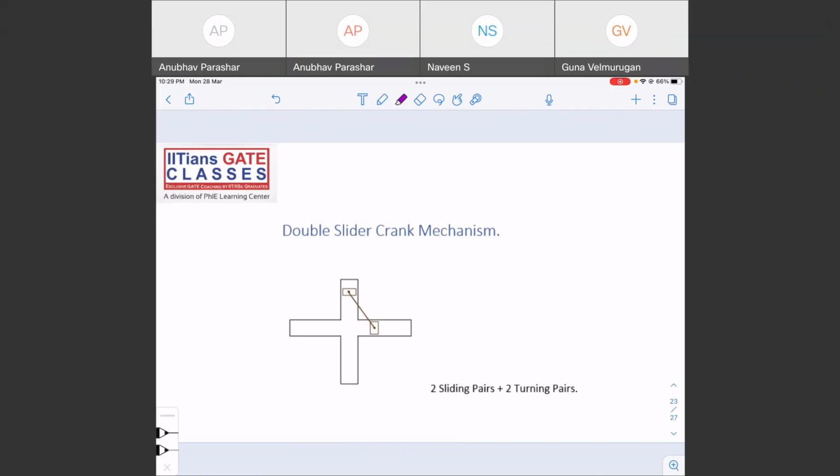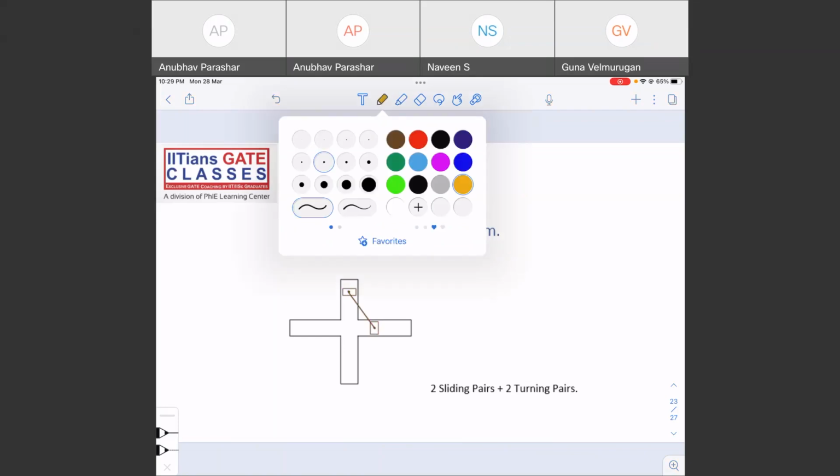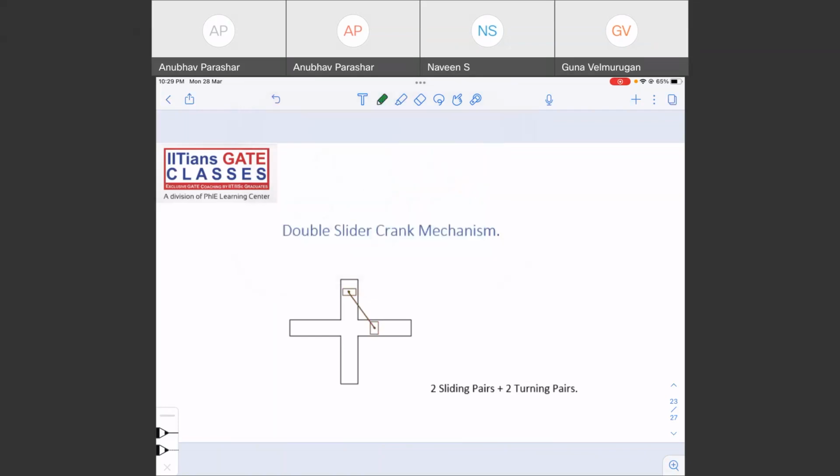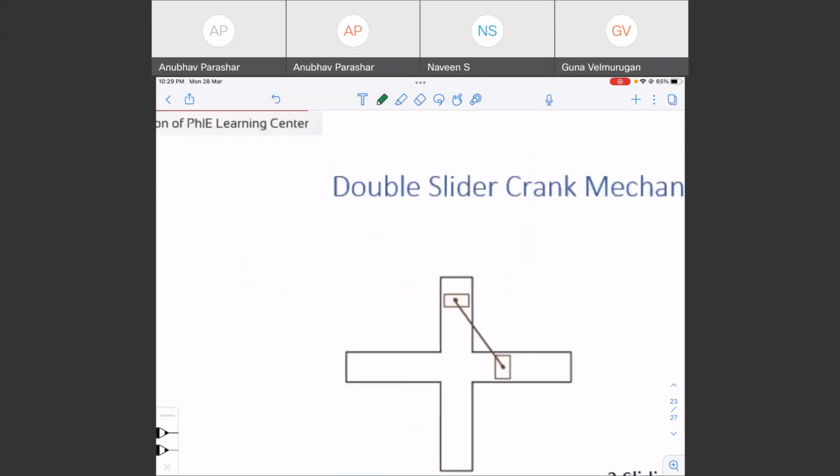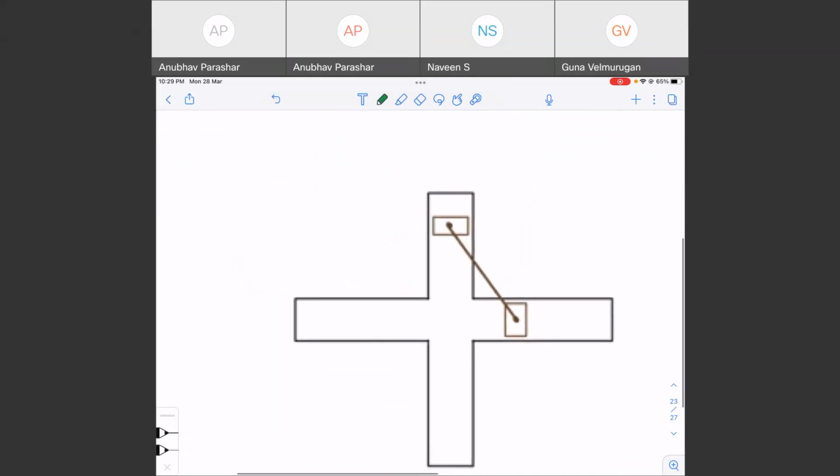You can see here, right? There are double sliders. Two sliders are there. One slider, this is the second slider. That is why it is known as double slider, right? So how many turning pairs and how many sliding pairs are there? Can you see it properly? Can you make it out? How many turning pairs and how many sliding pairs? Tell me, how many sliding pairs?